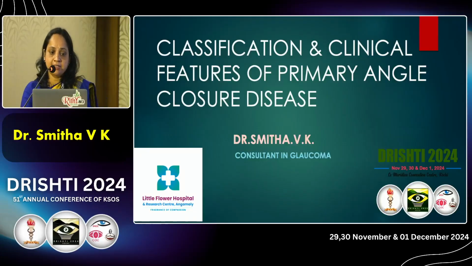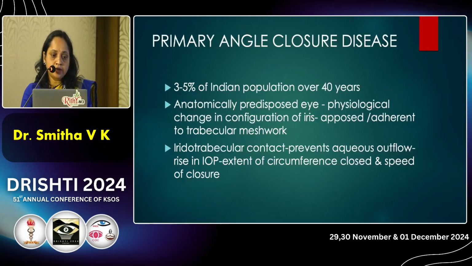My topic is classification and clinical features of primary angle closure disease. Primary angle closure disease constitutes about 3 to 5% of the Indian population over 40 years. It occurs when an anatomically predisposed eye undergoes physiological changes in the configuration of the iris, which leads to apposition of the iris to the trabecular meshwork. This iridotrabecular contact prevents the aqueous outflow and results in an increase in IOP.